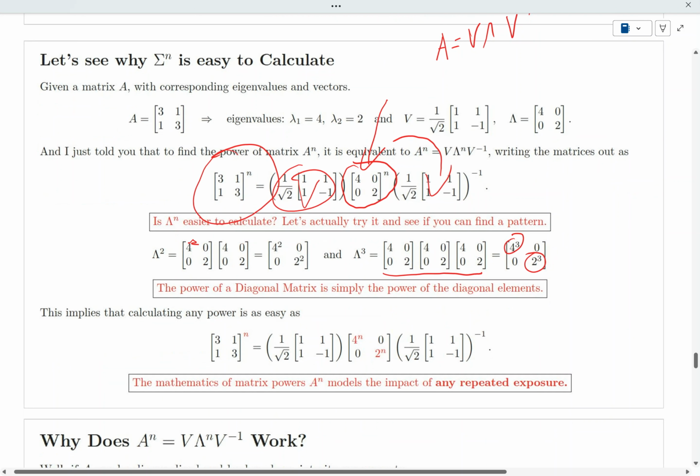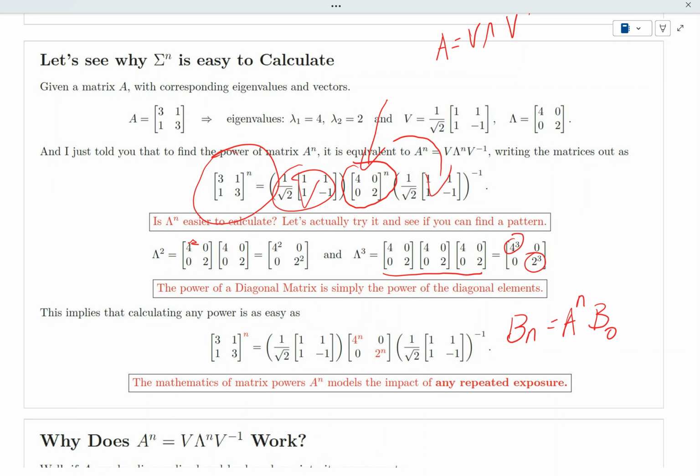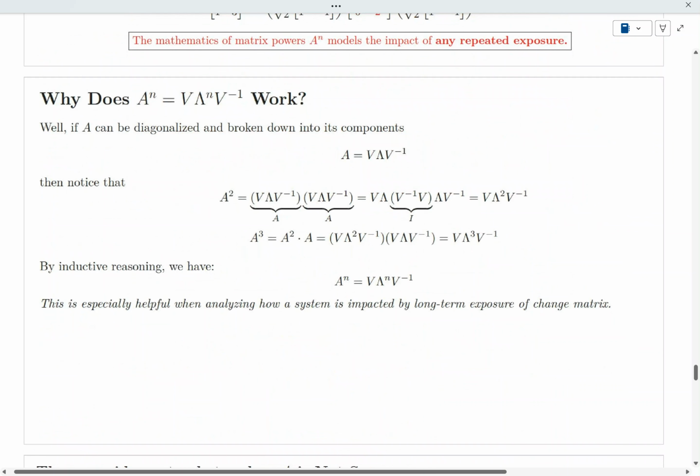Yeah. So this means that to calculate any power, all we have to do is perform the diagonalization, the eigendecomposition, and then take the power of the eigenvalues. And this right here will essentially allow you to calculate A to the n, whatever number you want. Now, why does this work?